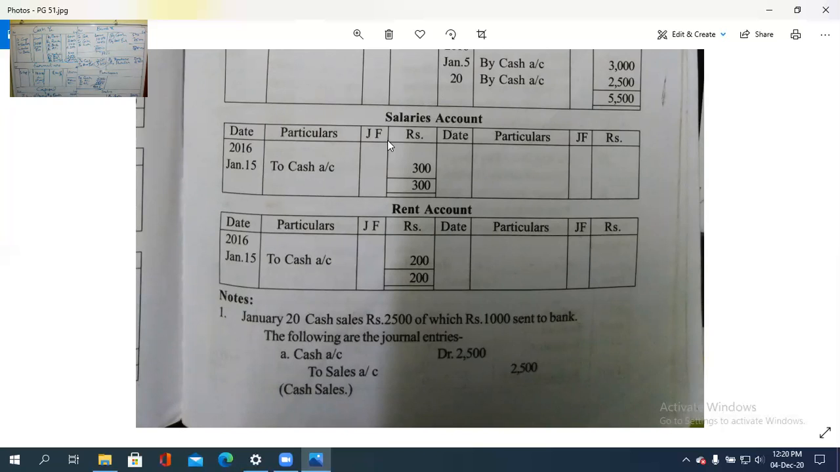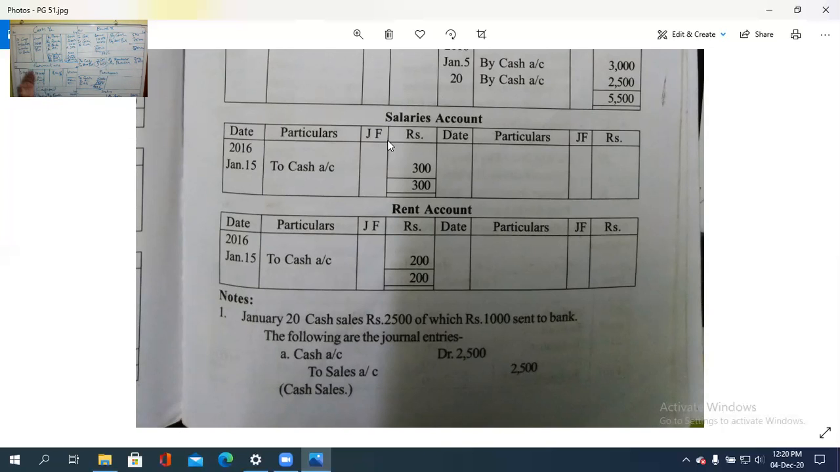So this is the way we are transferring the entries from the journal to the ledger and balancing it. From the journal to the ledger, we are transferring, that is the posting. See, cash account debit to capital, then furniture account debit to capital, and capital account credit side by cash, by furniture. That is the procedure, the posting of the accounts.